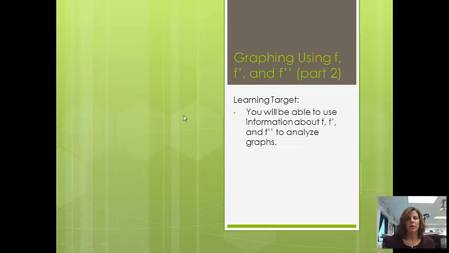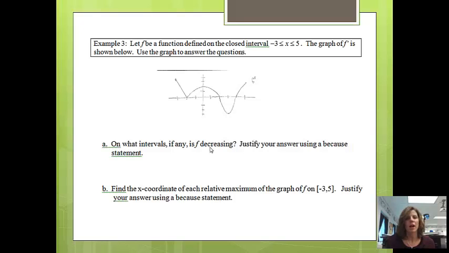All right, we're going to continue graphing using f prime and f double prime. We're just going to have a little bit more fun with it. So at the end of this lesson, you will once again be able to use information about f double prime and f prime to analyze graphs. All right, this is a very popular problem, and I think I took it straight from the AP test. So this would be a very popular type that you just might see.